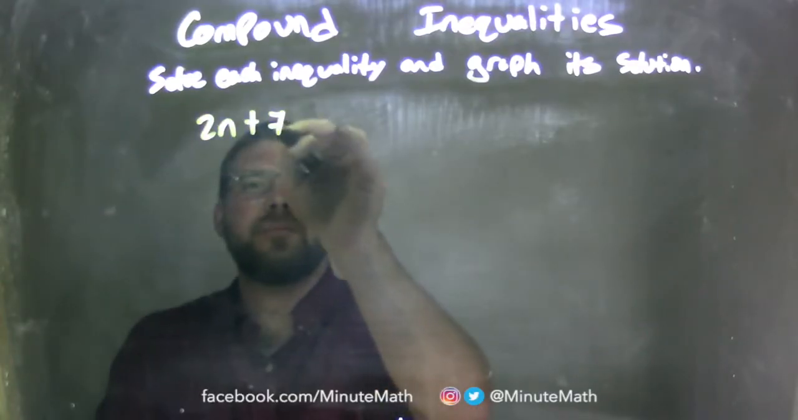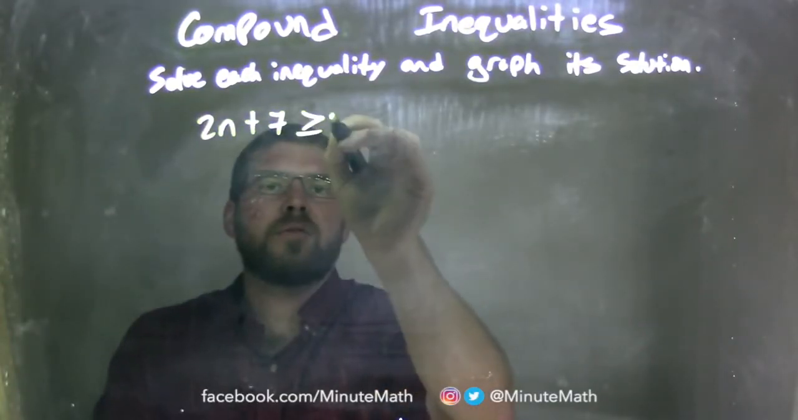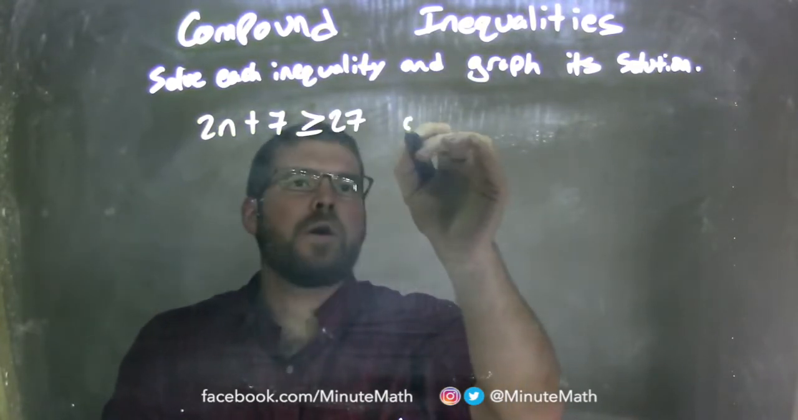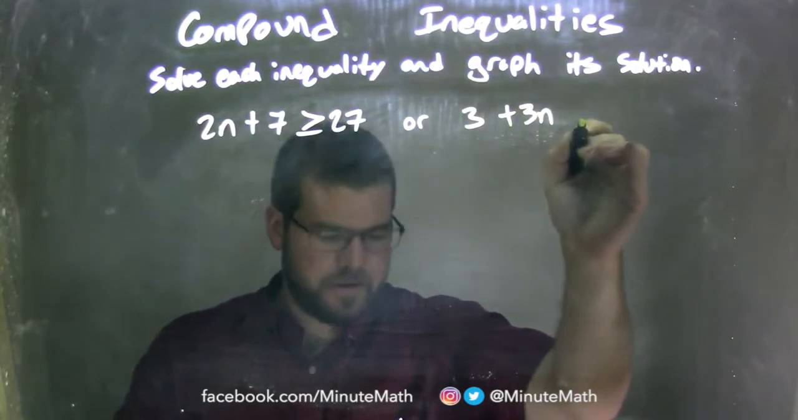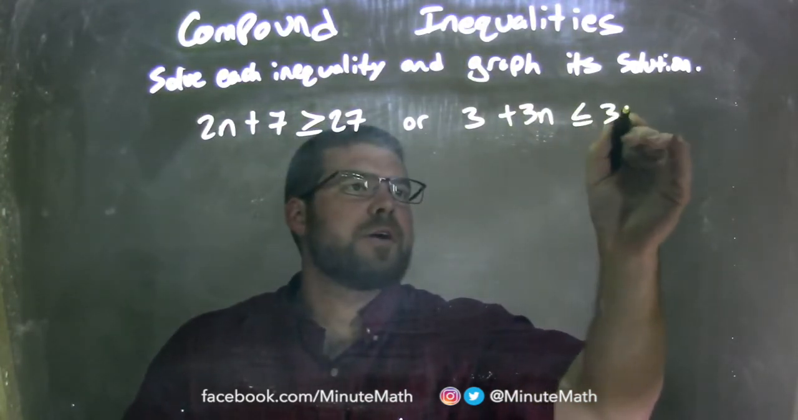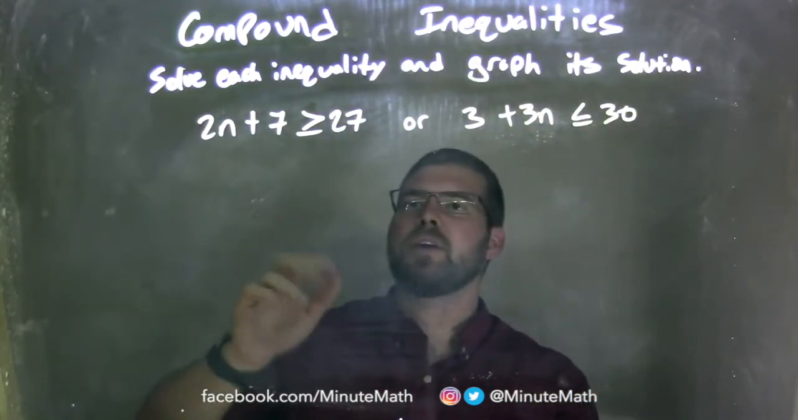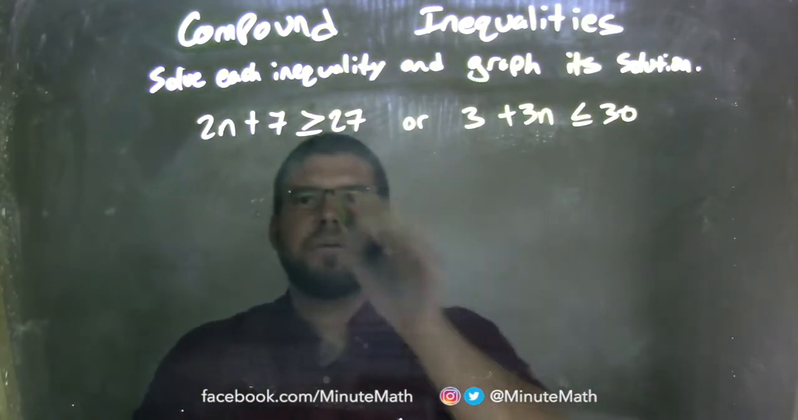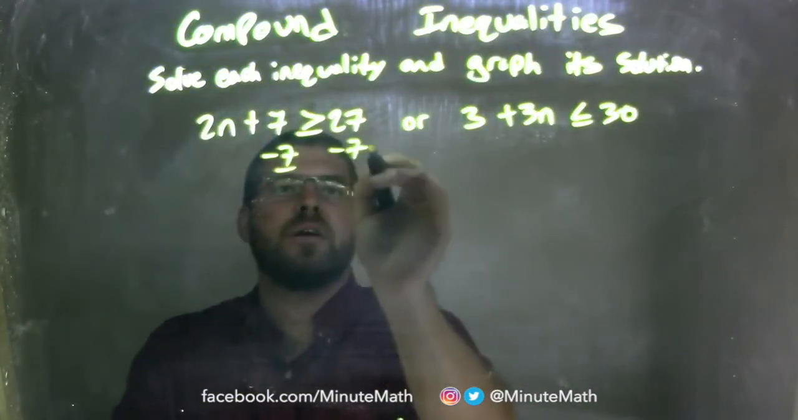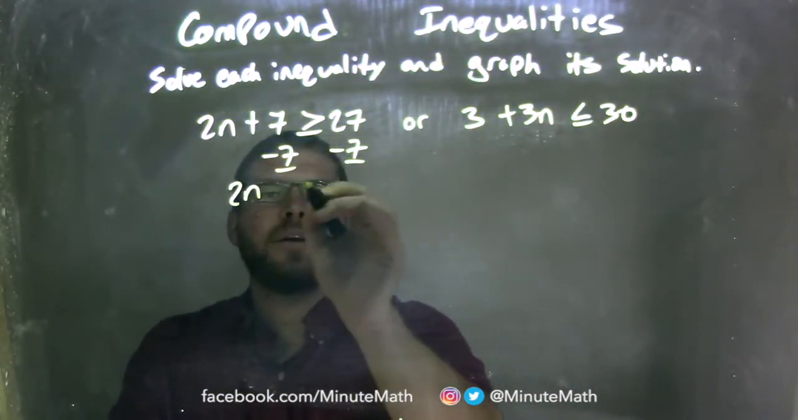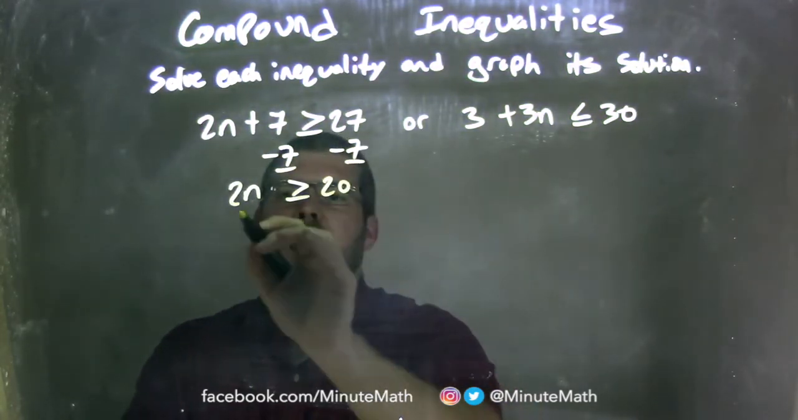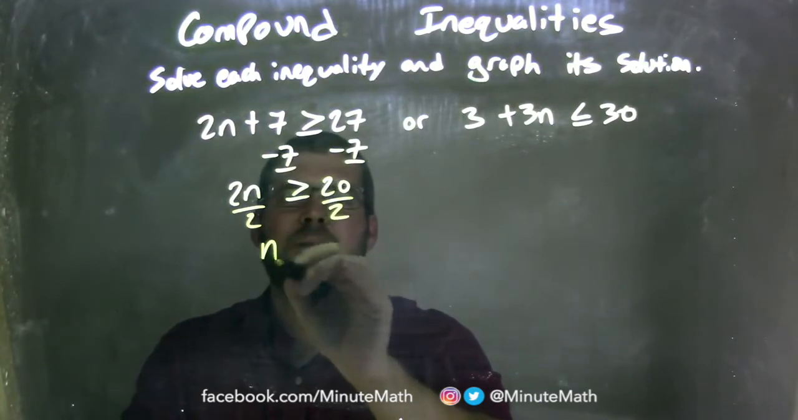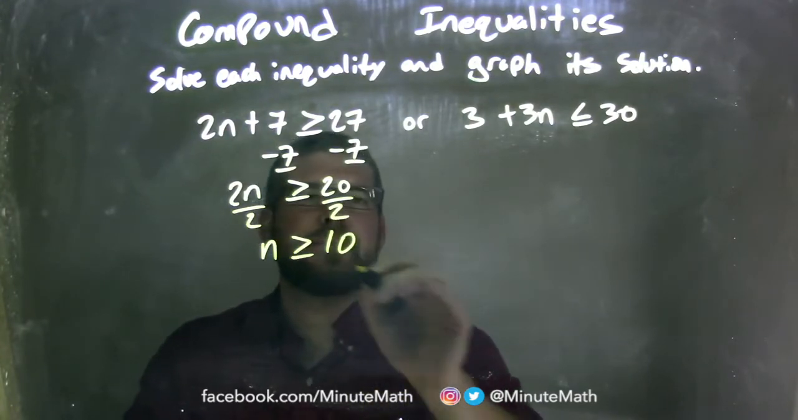2n plus 7 is greater than or equal to 27, or 3 plus 3n is less than or equal to 30. Okay? Well, first thing, I need to solve each inequality individually. So I'm going to subtract a 7 from both sides here, leaving me with 2n is greater than or equal to 27 minus 7, which is 20. I then divide by 2 on both sides, giving me n by itself is greater than or equal to 10.